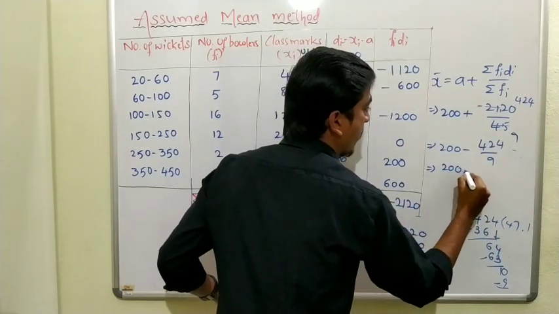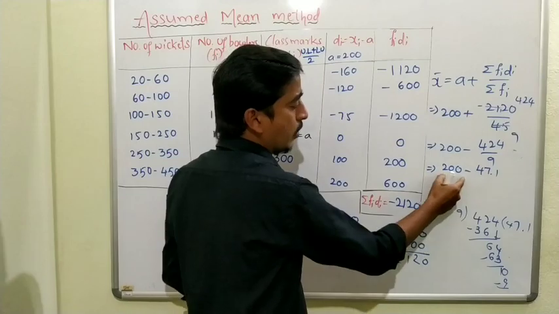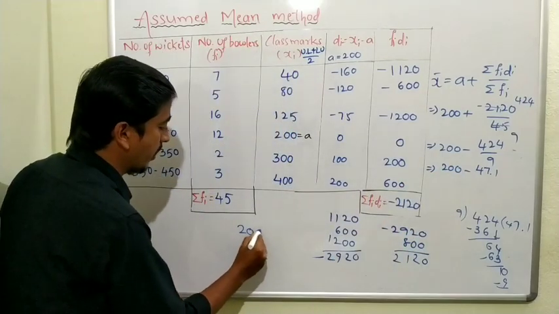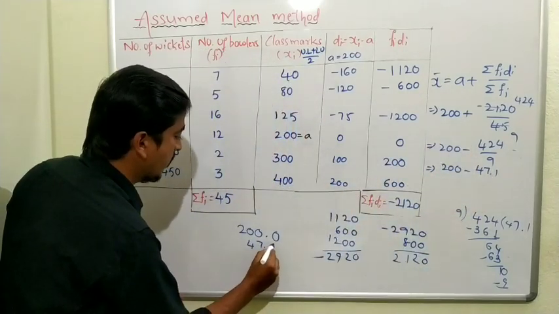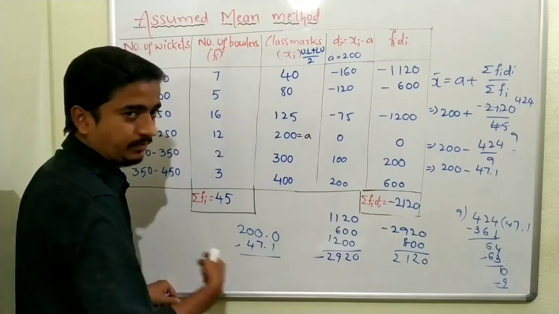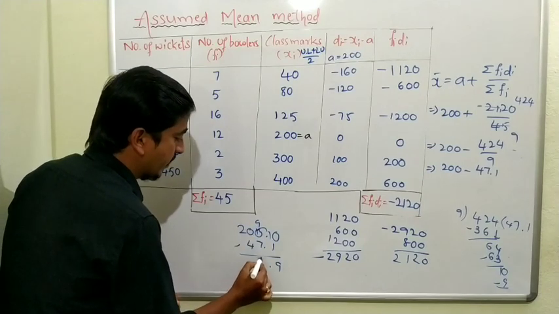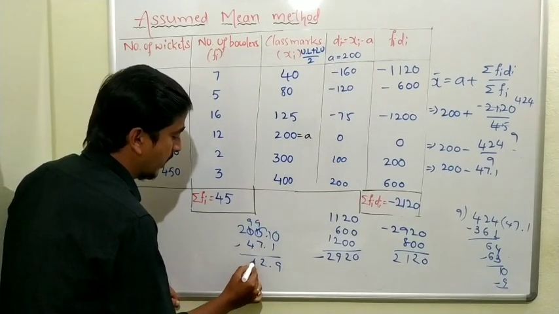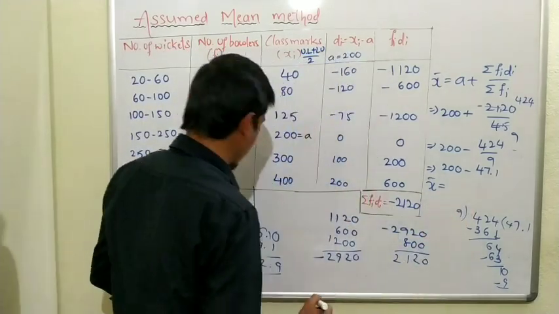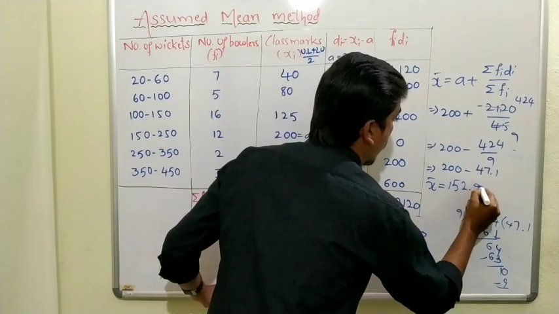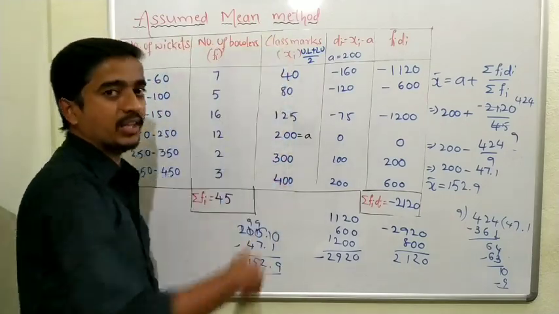So 200 minus 47.1. Now subtract these two numbers. It is a decimal number and a whole number, so we can write 200 as 200.0 to make the same decimal places. And next one is 47.1. Let's subtract. 0 minus 1 not possible, take the borrow, we get 9. 9 minus 7 is 2, 9 minus 4 is 5, and 1. It's 152.9. So the mean of this question is 152.9. In this way, we can find the mean in the assumed mean method.